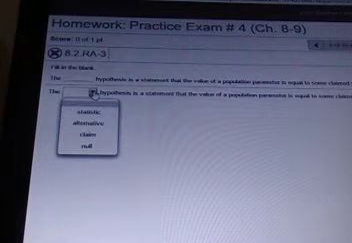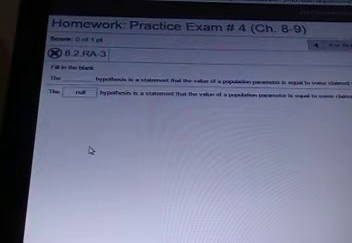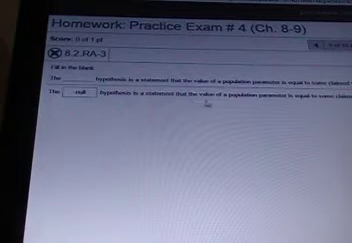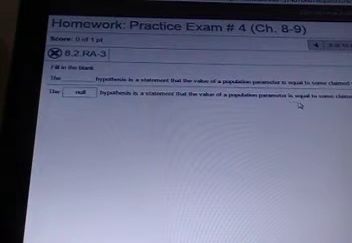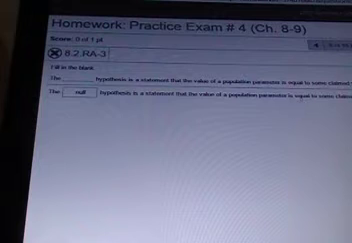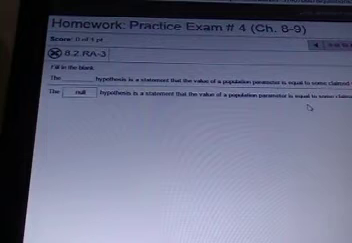And then the null hypothesis is a statement that the value of a population parameter is equal to some claim value. So remember, the null always has to have an equal to in it in some fashion or another. And this book even does that, it's always equal to. But technically you could think of greater than or equal to, or less than or equal to, as also being considered null hypotheses.